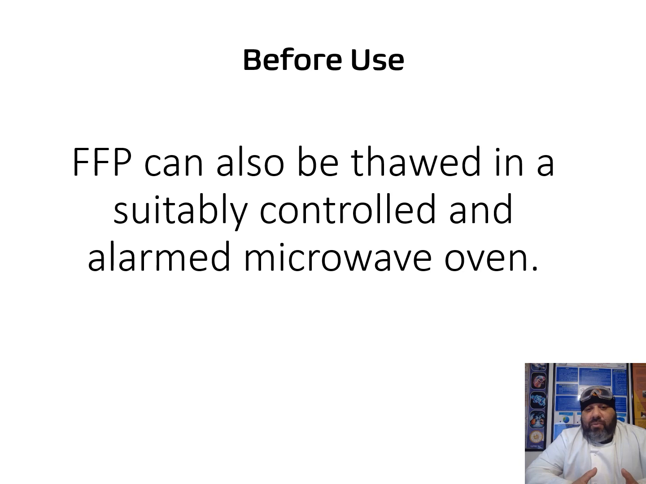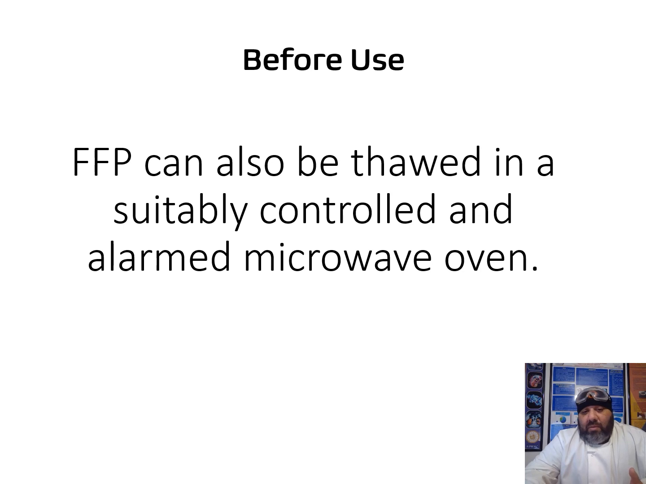Fresh frozen plasma can also be thawed in a suitably controlled alarmed microwave oven, and most transfusion laboratories will have a microwave oven for particular uses in preparing blood components where patients on particular wards may need blood components in a hurry. Fresh frozen plasma can be thawed out if there isn't, for example, a water bath facility within a transfusion laboratory.